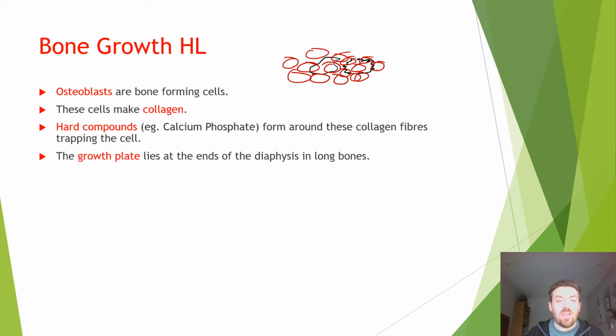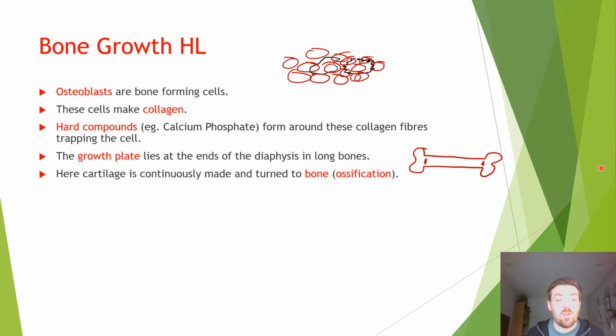Okay, and the growth plate is where a lot of this will be happening. So in the bone, the growth plates are located here and here. That's your growth plates there. And when anyone hits puberty, they kick off. They start releasing lots of materials that cause the bone to grow, and your diaphysis increases in length as well. So here, cartilage is continually made and turned into bone.